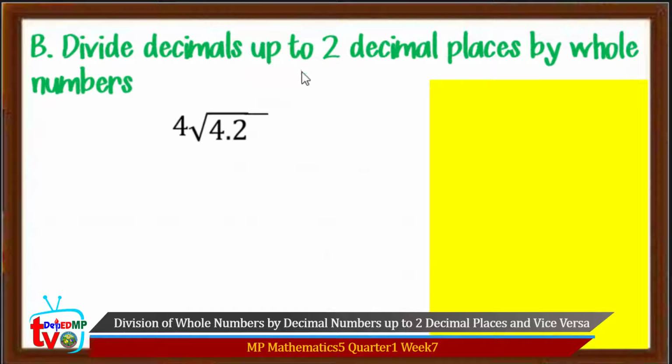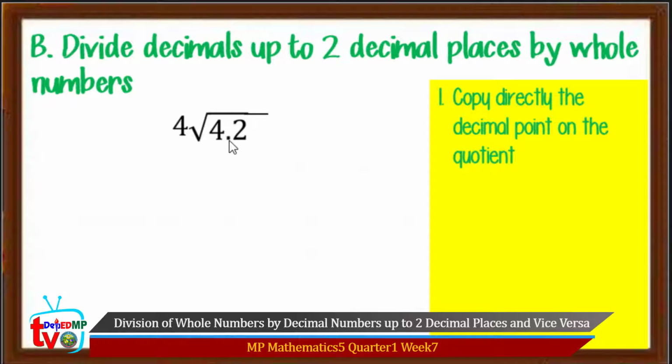Okay, let's have the next topic, which is to divide decimals up to 2 decimal places by whole numbers. Let us have this example. 4.2 divided by 4. 4 is the whole number. Our dividend is a decimal. What will we do first? Copy directly the decimal point on the quotient. So this one, what will we do there? Let's put the decimal point there. And then we proceed to long division.